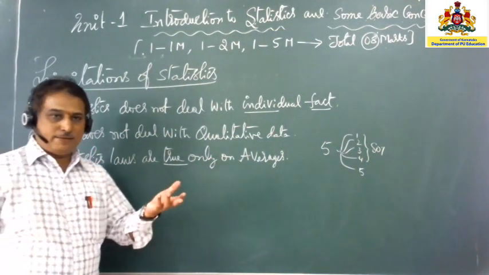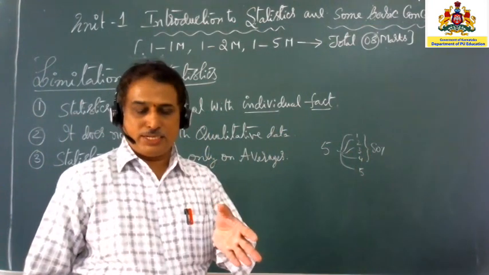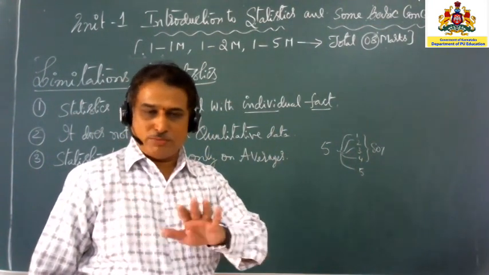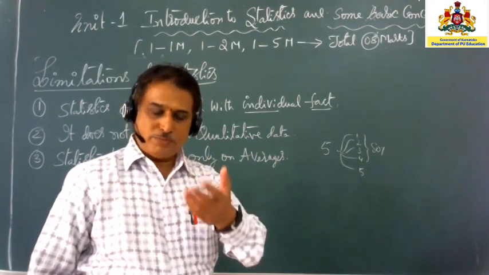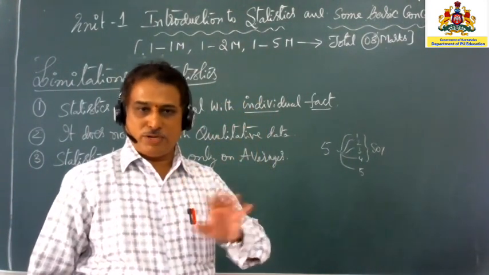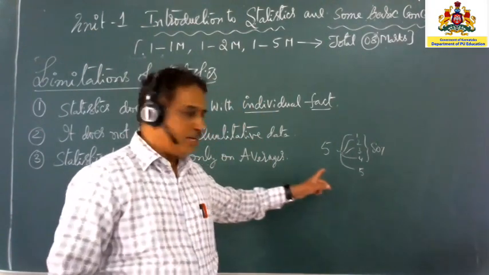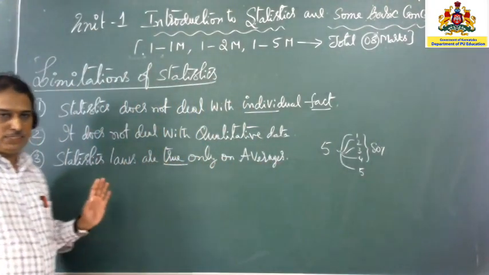In SSLC, percentage also. One student scores 80%. He need not score 80 in all the subjects. In one subject he may score 90, in another subject he may score 75. But the average is 80. It is true only on averages.